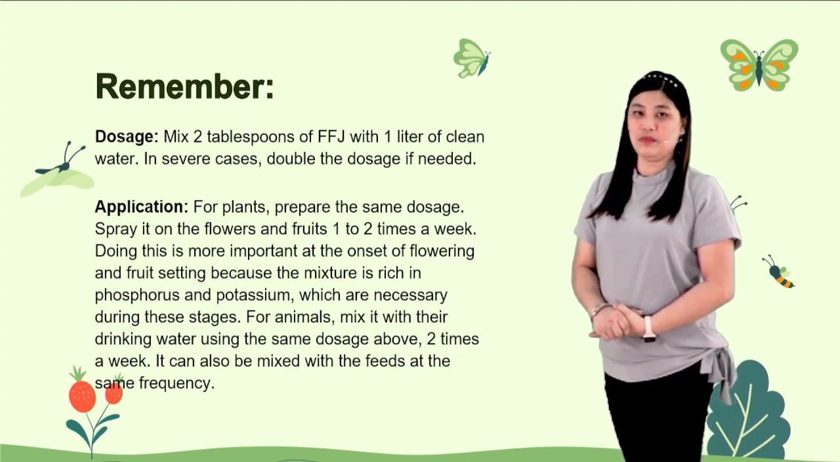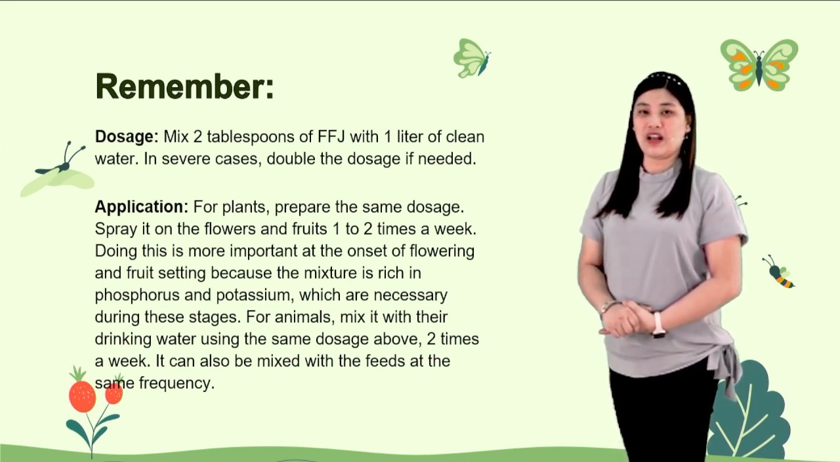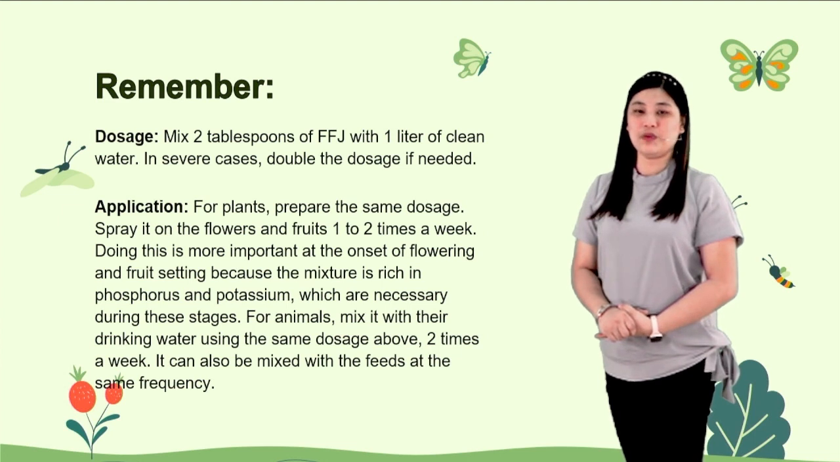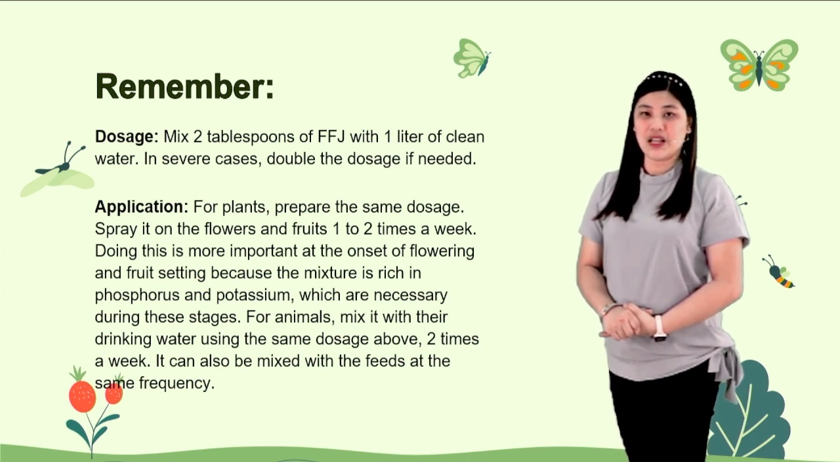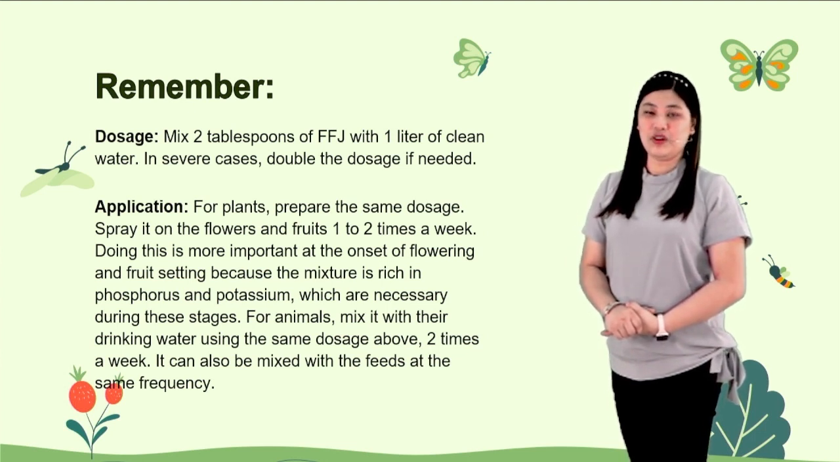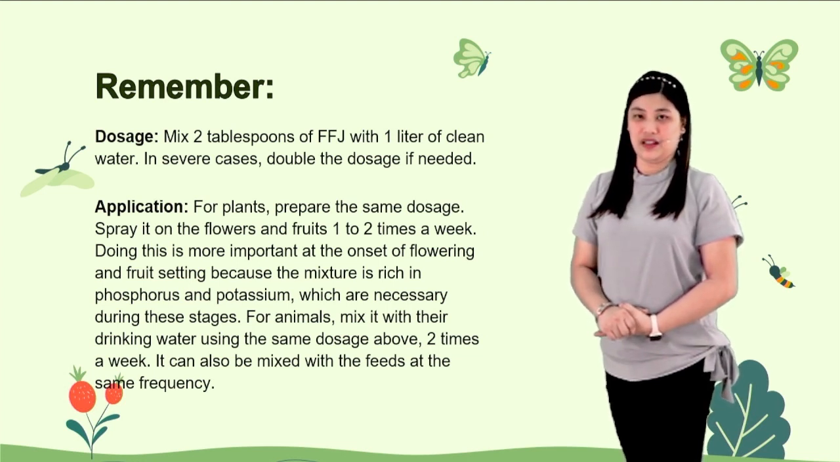Doing this is more important at the onset of flowering and fruit setting because the mixture is rich in phosphorus and potassium, which are necessary during these stages. For animals, mix it with their drinking water using the same dosage above, 2 times a week. It can also be mixed with the feeds at the same frequency.